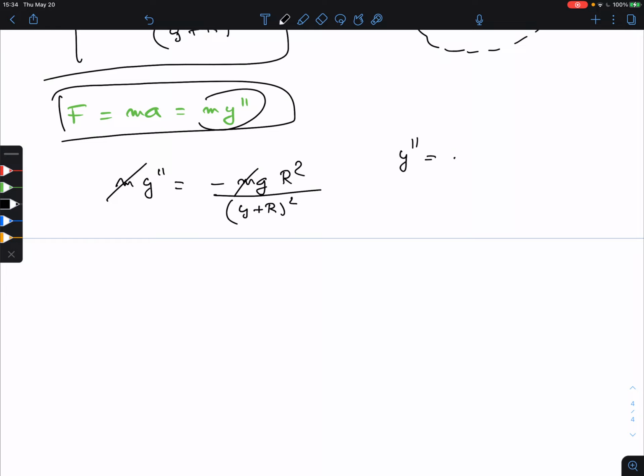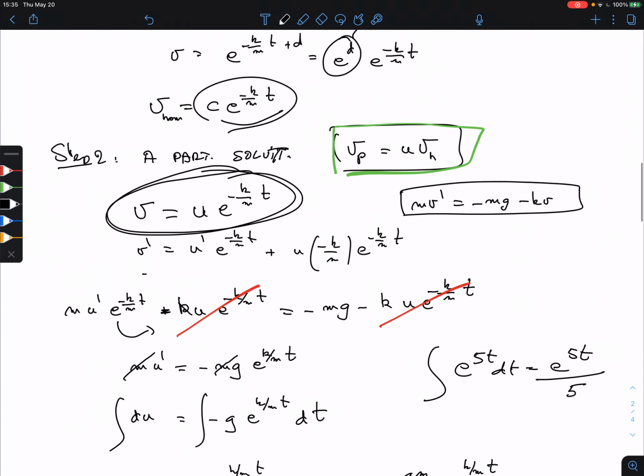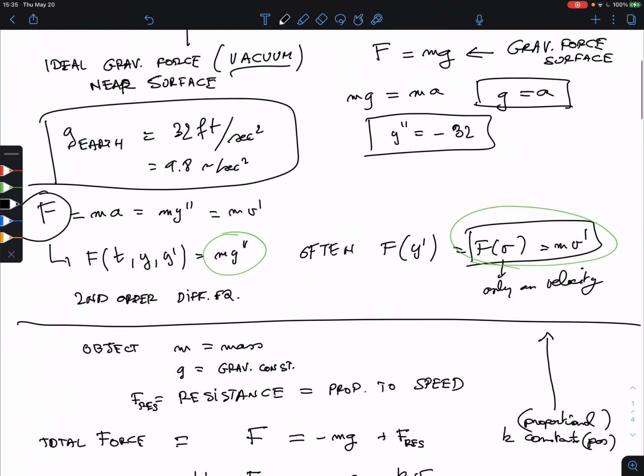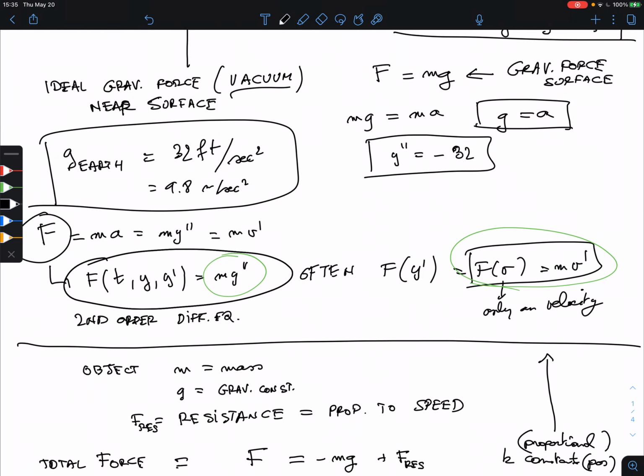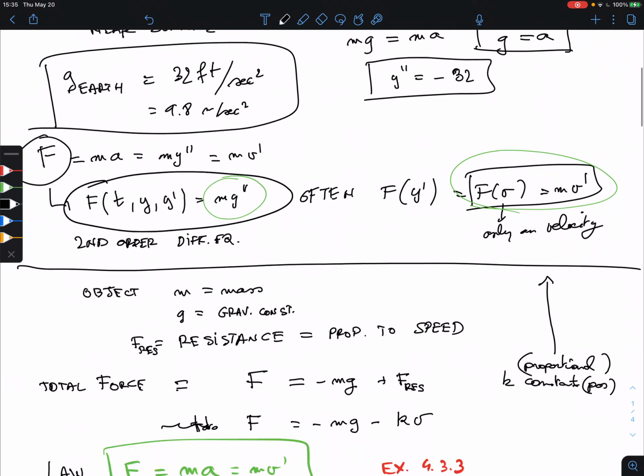So y double prime is equal to minus g r squared over (y plus r) squared. Simple enough, but what's the problem? Oh, I forgot my g here. What's the problem here is that this equation involves y double prime, so this is a second order equation. I've pointed that out. But no worries. Let me go back to the original formula where we might run into problems here. That was that often the force only depends on the velocity, not on the position.